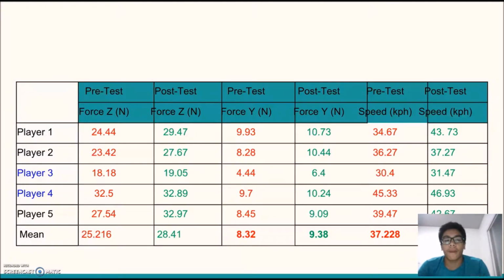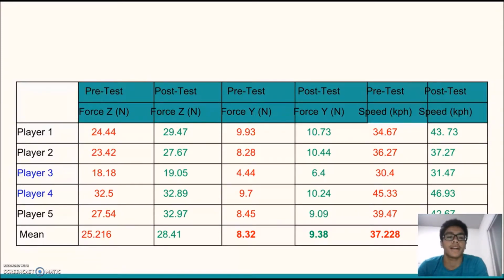So what happens is that the contraction of the posterior deltoids, rhomboids, and trapezius, along with the muscles of the rotator cuff, they start to decelerate the arm prior to release. So this table here, it's the summary of the data. So it shows the mean of the mean averages of the force Z, force Y, and speed of the pre and post test per player.